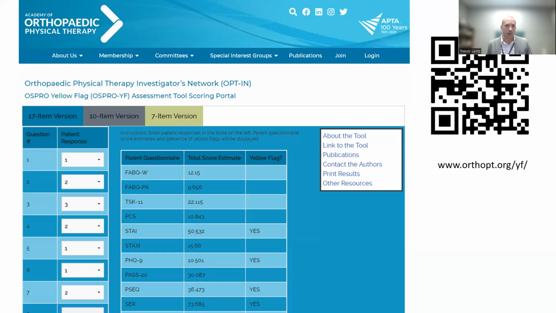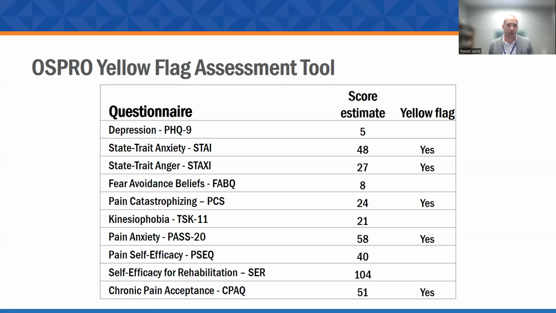We've developed a scoring website. You can go to this QR code here if you're interested in learning more about this scoring or the tool itself. And what this does is it allows you to put in the items over on the left-hand side, and then it gives you the score estimate there in that table. And it also identifies what we consider to be a yellow flag. And the yellow flags are basically just those score estimates that fall into the top quartile or the worst quartile of the population of people with musculoskeletal pain. So on this next slide, I've broken that down just a little bit more, and we can talk through how this works.